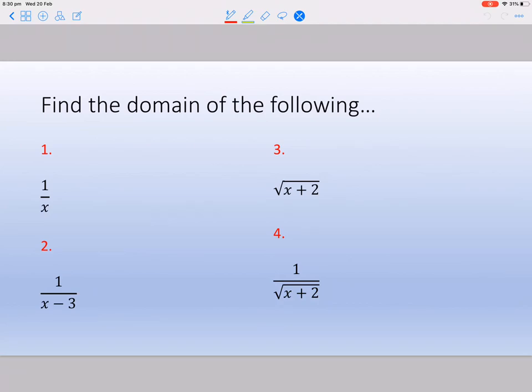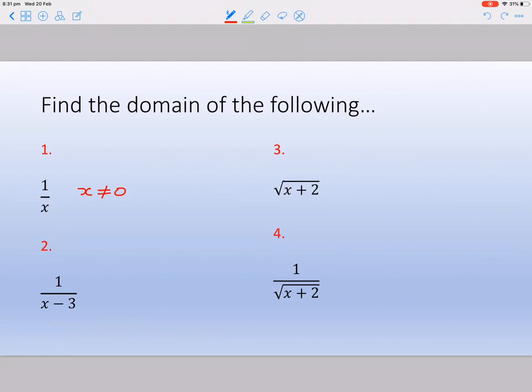Find the domain of the following. So let's look at question 1. I know that x can be any number except 0, so my domain will just be x cannot equal 0. That's saying that every other value of x is valid, because if I put x as 0, I get 1 over 0 and that won't work. That's real bad maths. So that's the natural domain of that one.